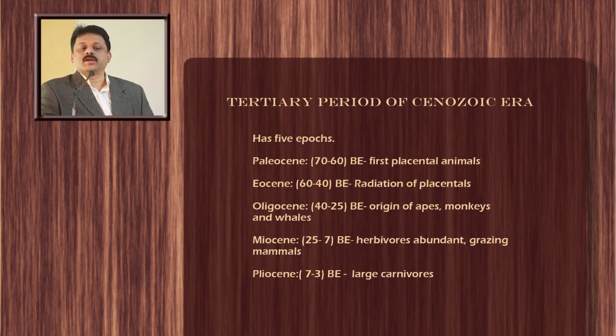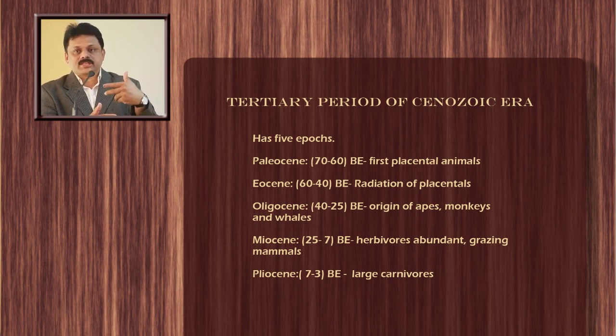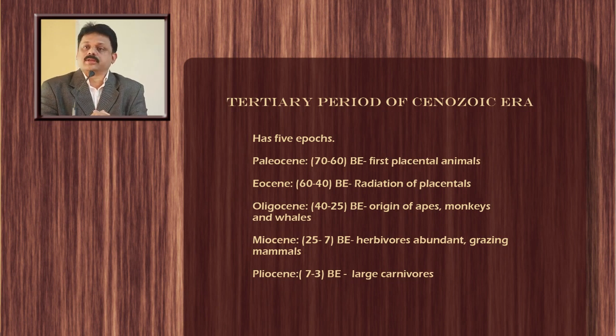First, we will discuss the Tertiary period of the Cenozoic era. The Tertiary period has been divided into 5 epochs: Paleocene epoch, Eocene epoch, Oligocene epoch, Miocene epoch, and Pliocene epoch. We will see each of these epochs in detail, and we will also see the major biological event that took place during each of these epochs of the Cenozoic era.